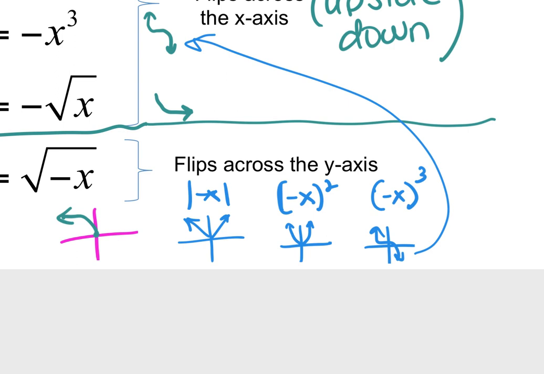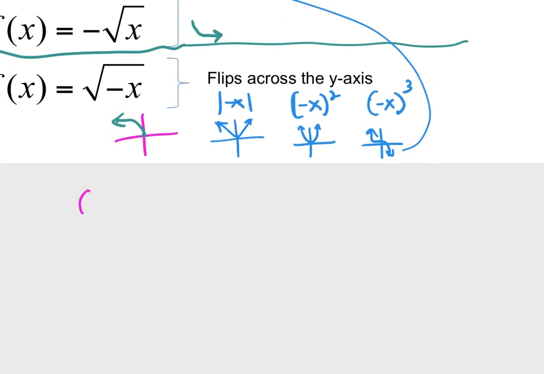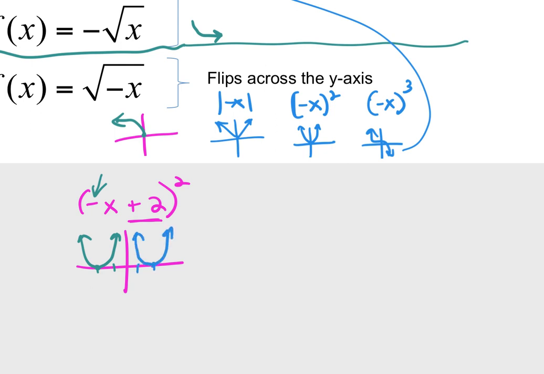Now, here's the catch to it. If there's a horizontal translation and a negative, now it's something different. If I had negative x plus 2, squared, pretend the negative's not there first. What would you do with the plus 2? Left 2. I'd put it here. I'd draw my parabola. Now the negative's here, so I have to flip it over the y-axis. Where does it go? It goes back to the other quadrant, right? It goes from the left quadrant to the right quadrant, or vice versa.